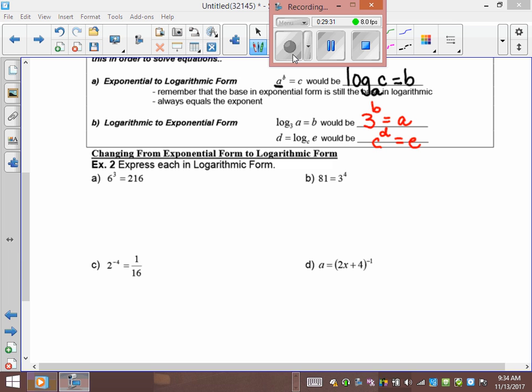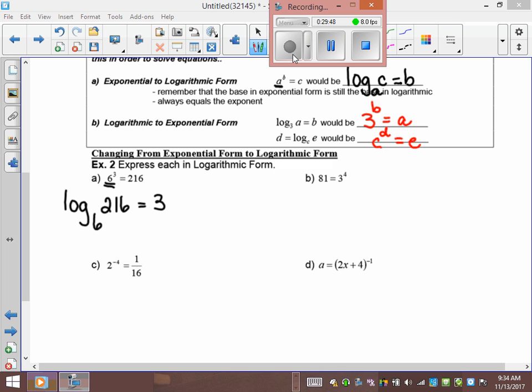Okay. So this one, the base of my exponent becomes the base of my log. What's with it doesn't stay with it, so 216 joins it. And then it equals 3. And this is the base. It's like a lowercase number, right?